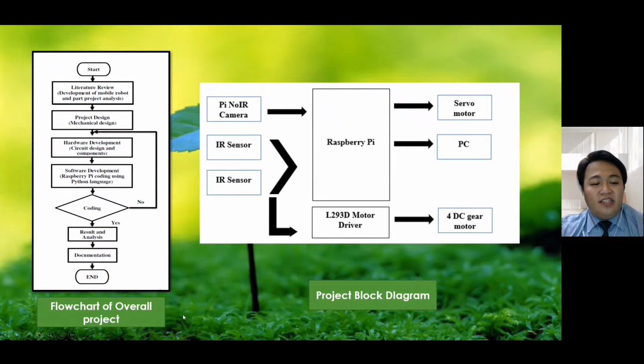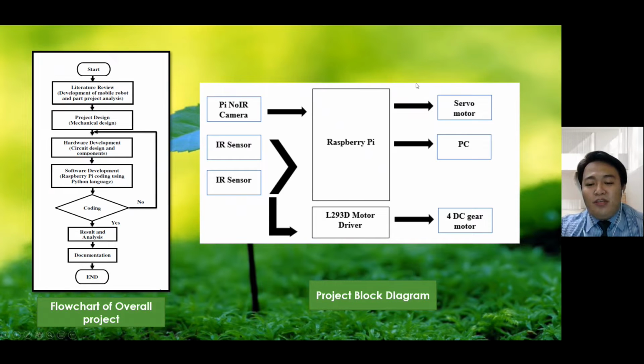For the project methodology, we can see here the flowchart of the overall project. First, the literature review, where I study the development of mobile robots and the parts, followed by project analysis. Second, the project design that involves mechanical design. Next, hardware development, which is circuit design and components. Then, software development consists of Raspberry Pi coding using the Python language. Then, if the coding is successful, go to result analysis, documentation, and end.